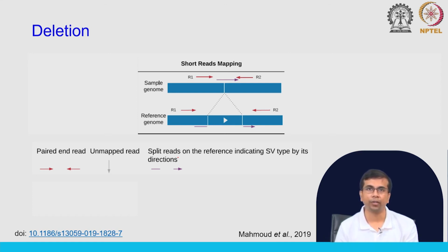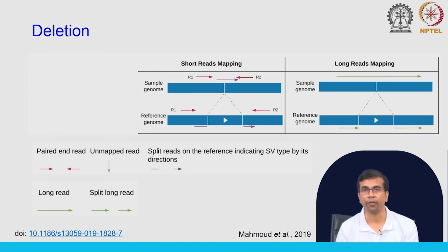Okay. So, in case of deletion, you can see that we have the reference genome here, and then we have the sample genome. Now, what will happen is that in case of reference genome, R1, R2, right, if this region is deleted, the distance between them in the sample genome will be reduced, right. So, there will be a reduction in the expected distance, right. And similarly, if you have reads that are coming from the sample genome, they will map across this deleted region. So, there will be split mapping. Okay. Again this is something we have discussed already.